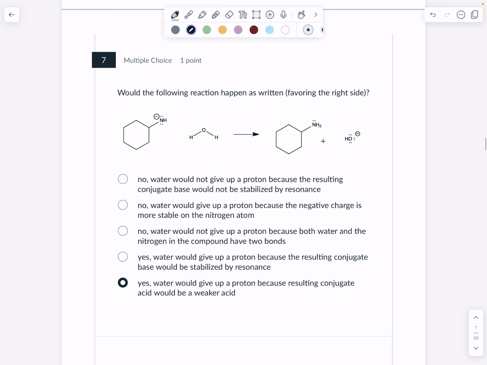Okay, next question. Would the following reaction happen as written? So is it going to favor the right side? So when I'm looking at questions like this, I'm trying to pay attention to the pKa.